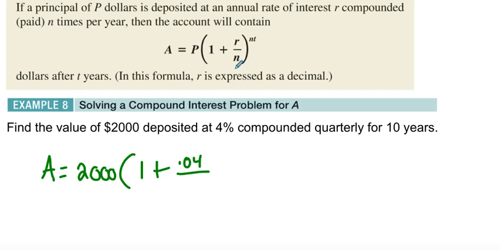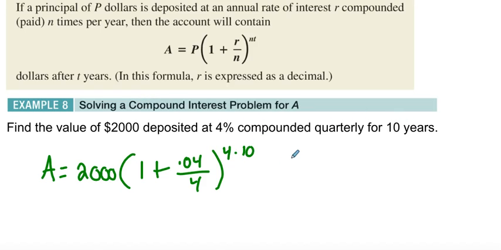N is how many times it's compounded, and that's going to be quarterly. So I'm going to put 4 there because there are 4 quarters in a year. And again, our N is 4. Multiply that by our time, and it says here for 10 years.